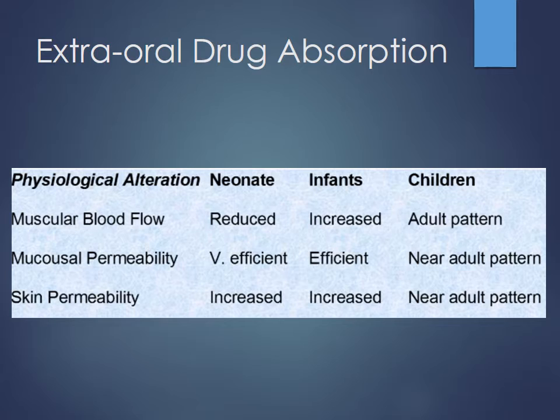As they get a little bit older, you're going to see increased muscular blood flow, and by the time they're children, toddlers and whatnot, they should have pretty close to adult values. And so, how do you think that might affect drug absorption? Just the muscular blood flow. Patches won't be as effective. We'll talk about transdermal drug absorption, but just strictly, since I'm talking about muscular blood flow, I'm talking about intramuscular injections. How do you think it might affect it?